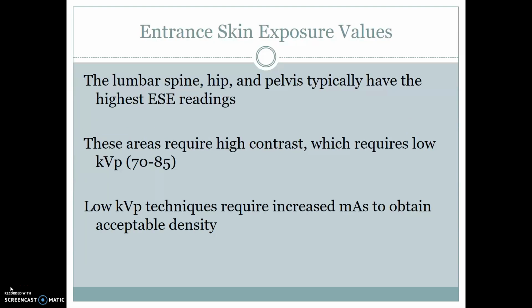The lumbar spine, hip, and pelvis typically have the highest ESE readings. These areas require high contrast, which requires low kVp, about the 70 to 85 range. Low kVp techniques require increased mAs to obtain acceptable density.